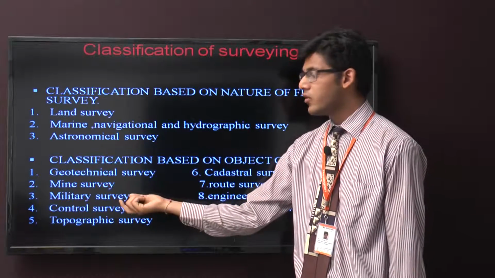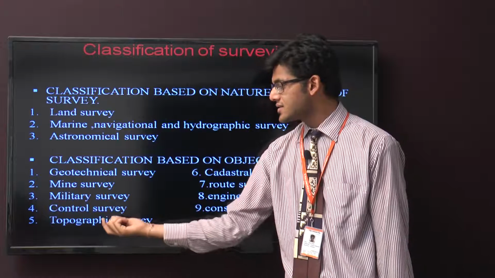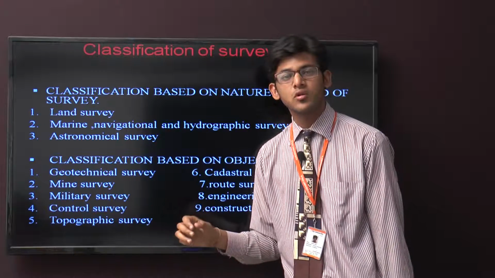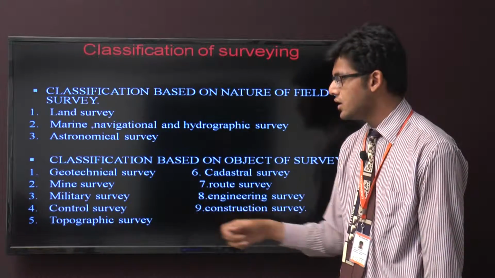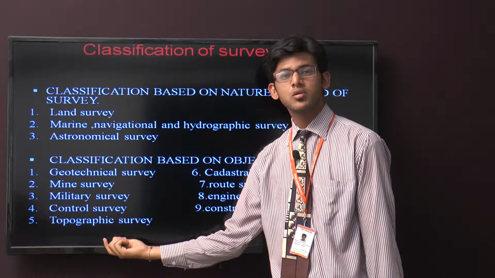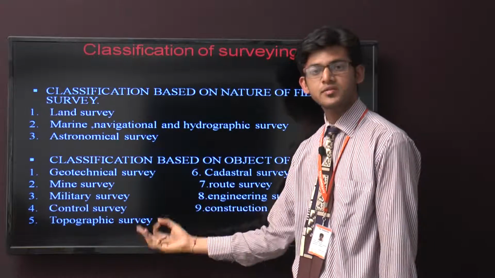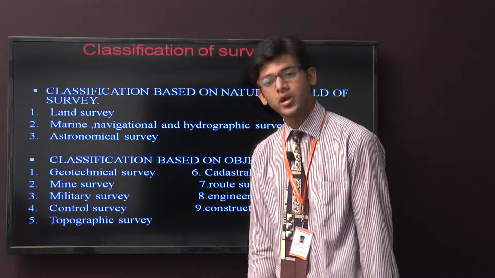Next is military survey. What are the army structures of the opposite team? That is called military surveys. Next is control survey. What are the control points of all the systems in the state or in the city? That is called the control survey. Next is topographic survey. We are just looking over all the mountains and hills and all the water areas from the upper side, that is from the top, then it is called the topographic survey.